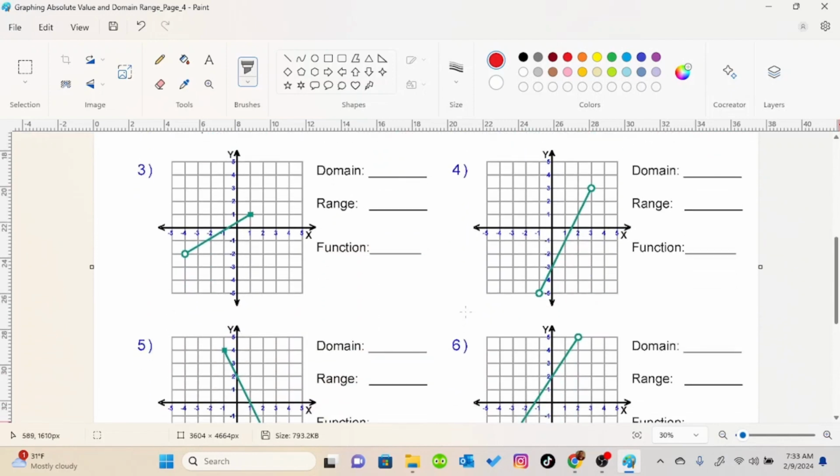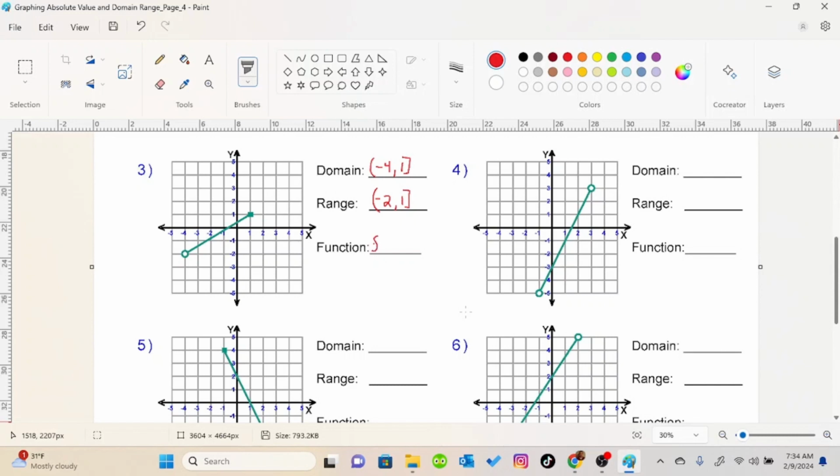Number 3. Our domain starts at x equals -4, not included because of the empty point, and it goes until x equals 1, included because of the solid point. The range starts at y equals -2, not included because of the empty point, and goes until y equals 1, included because of the solid point.